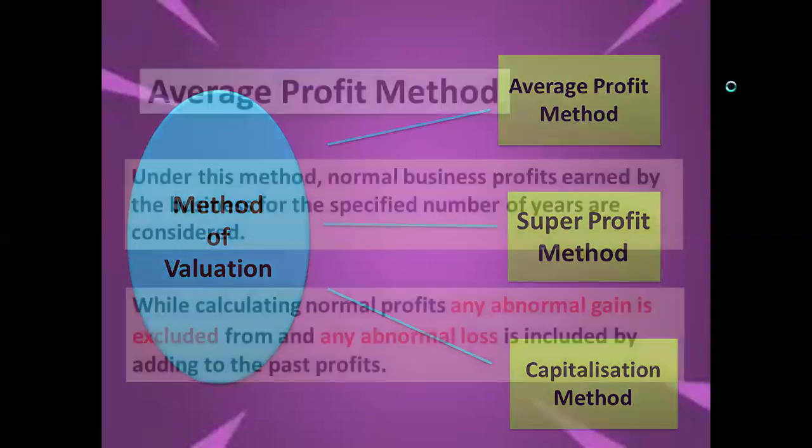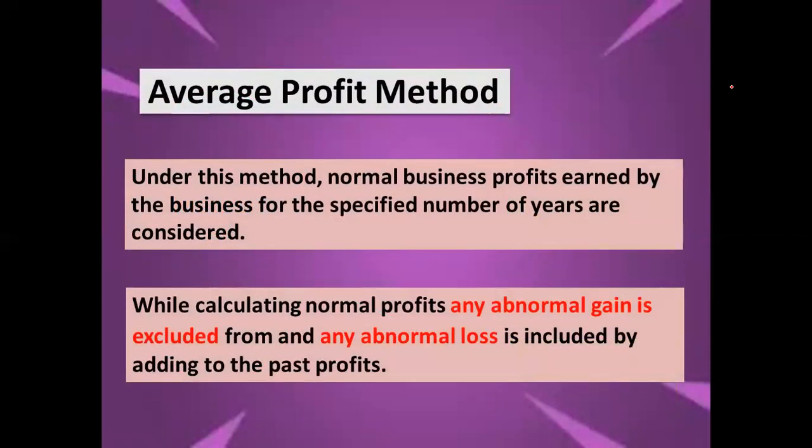Now what is average profit method? Under this method, the normal business profit earned by the business for the specified number of years is considered. So average profit is the profit that the business has earned over a period of time. We are taking an average of that profit because there are cases where sometimes the firm has earned profit, sometimes the firm has incurred loss in the past. So we'll take one average. And this average is taken on the basis of normal profit earned by the business.